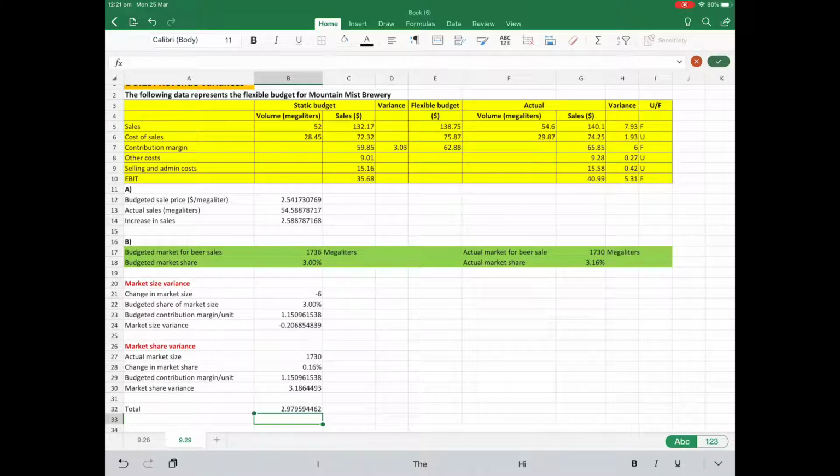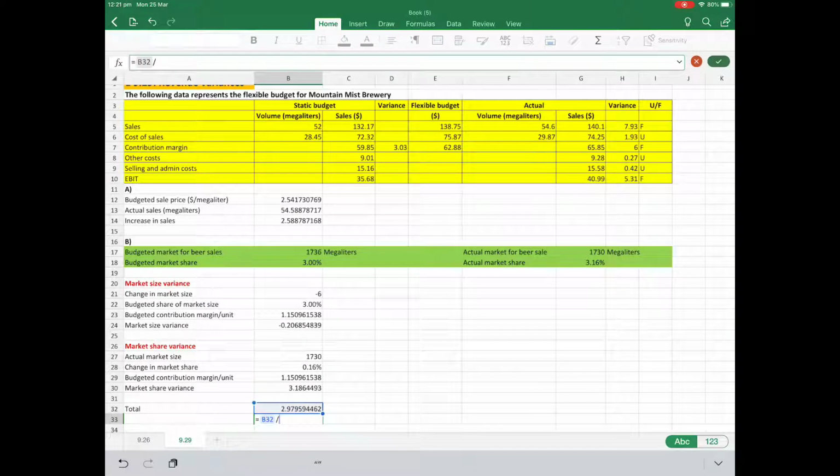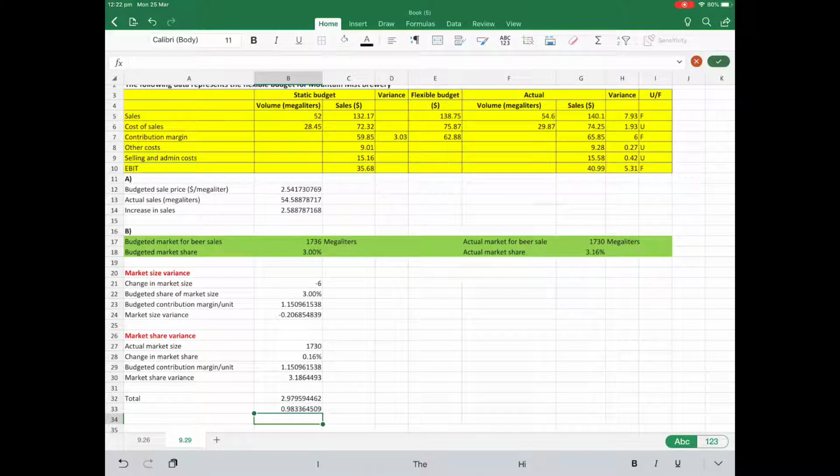So if you compare that with the contribution margin difference in here, if you take that one and divide it by 3.03, you'll see that I'll take that into a percentage. So you'll see that the market size variance and the market share variance account for 98% of the variance between the static budget and the flexible budget. You can say that the 3.03 million variance can be explained by the market size variance and the market share variance. Okay, so that is just our way of explaining things.